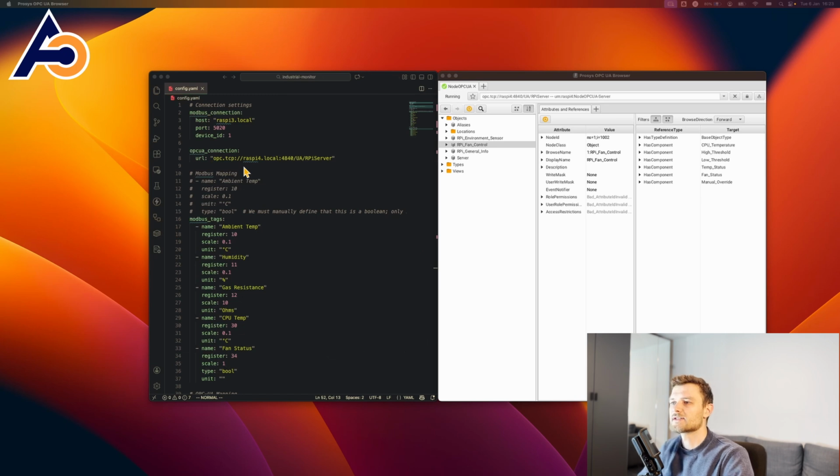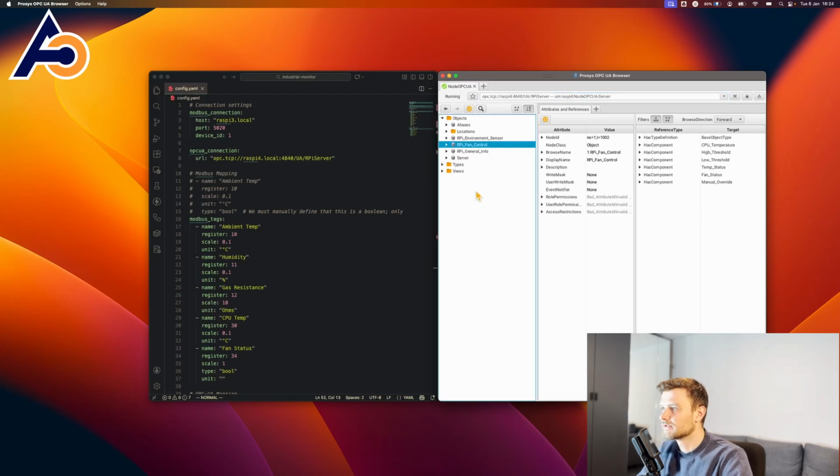Now that we've connected successfully the Modbus Raspberry Pi, let's move on with the OPC UA connection. As you can see, we already prepared the connection details. For the OPC UA, we have the URL, and we use a second tool, an OPC UA browser, that we've connected also to this address. You can see this up here in the address line.